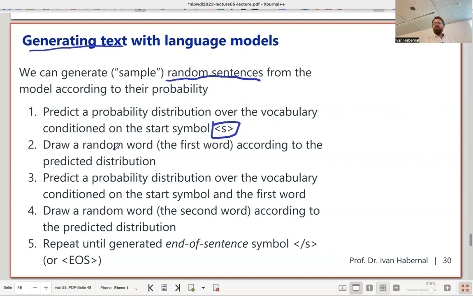And you can draw the most likely word or some sampling. You sample from a distribution, whatever you want to do. And then predict the probability for the next word, given the start symbol and the first word, and so on. How you end this process, typically you also use another special symbol called end of sentence. It looks like an HTML tag, maybe for a historical reason. So there is a symbol, and once you reach it, you call it a day. You generated a sentence.